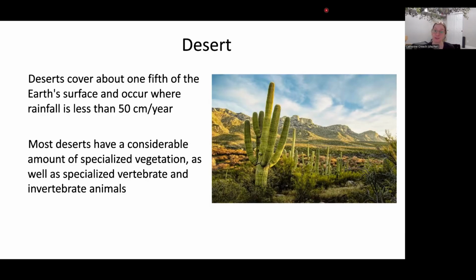Then we have the deserts. Deserts cover about 1/5 of the Earth's surface, and they occur in places where there is little rainfall, so very little rain. These animals and plants have to be adapted to having very little water, but they have really incredible adaptations to it. And the life in the desert can be quite incredible and numerous despite the lack of water.